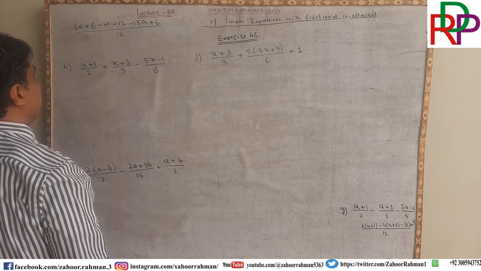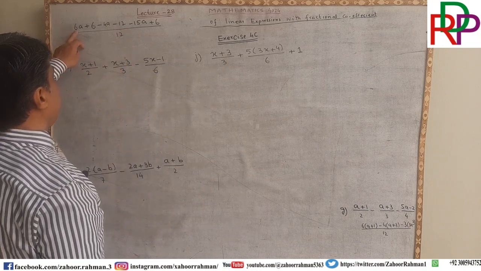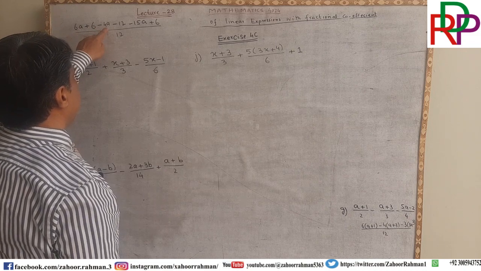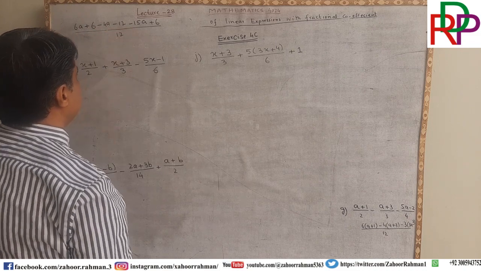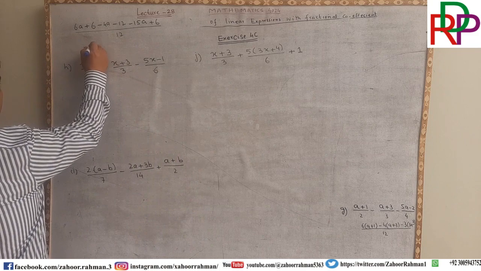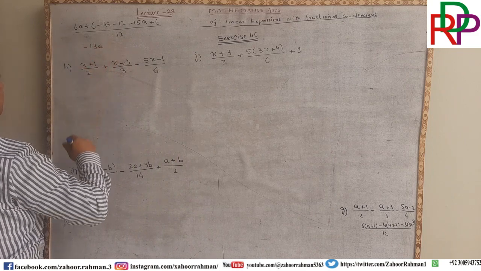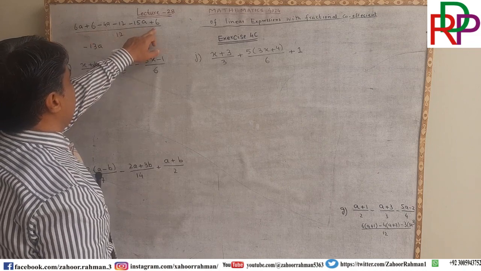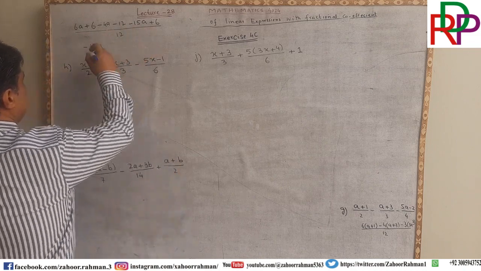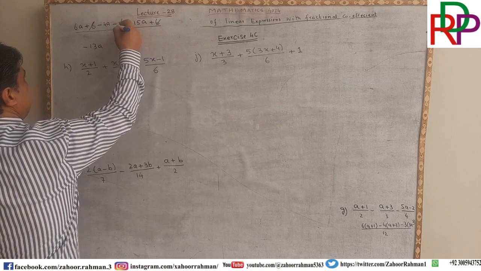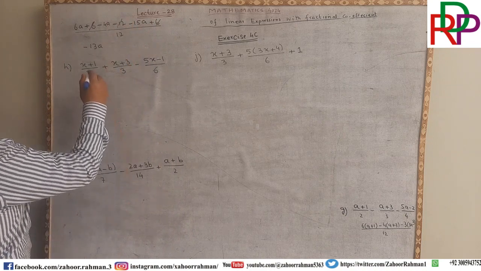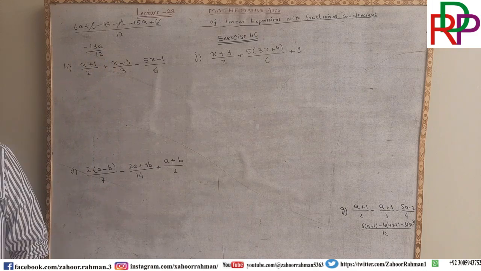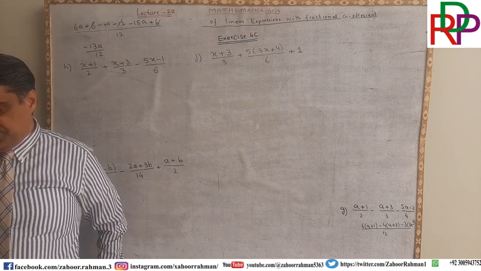Ladies and gentlemen, now we have to add a part. 6a minus 4a will give you 2a, and 2a minus 15a will give you minus 13a. Now the constants: 6 plus 6 is 12, and 12 minus 12 will be cancelled. So minus 13a divided by 12 is the ultimate answer.